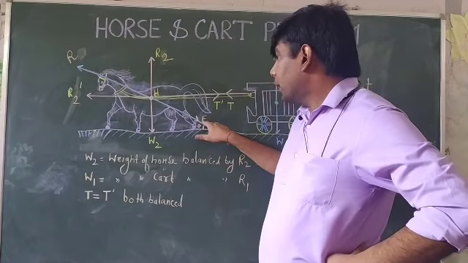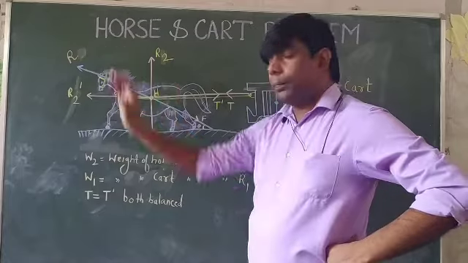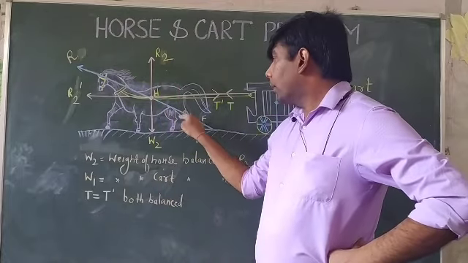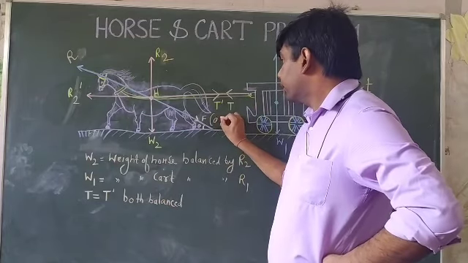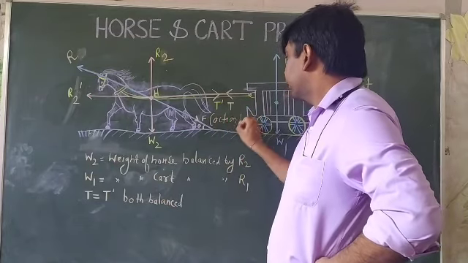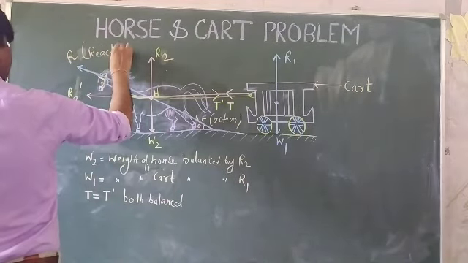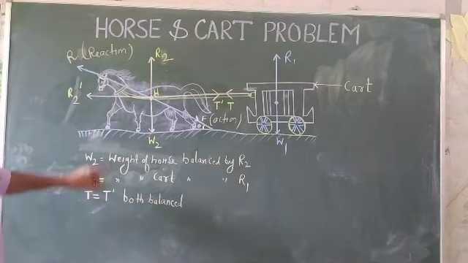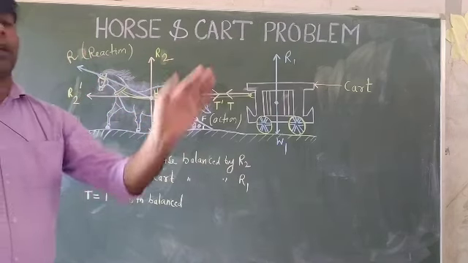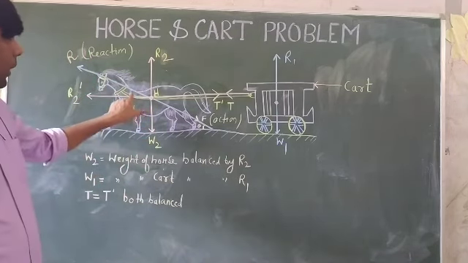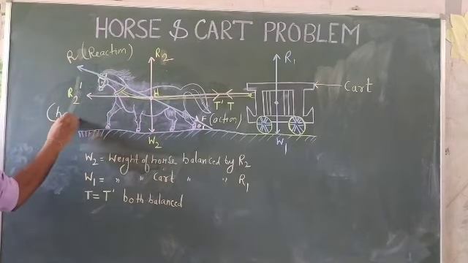So, how much force is applied? Force F is applied on the ground. According to Newton's third law, the ground will apply an equal and opposite force, R2. This is friction. This is reaction. Now this vector is to be divided into two parts. When you divide these two parts, one will lie along the horizontal axis.